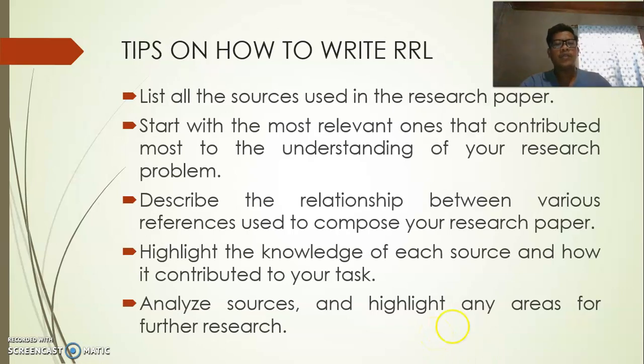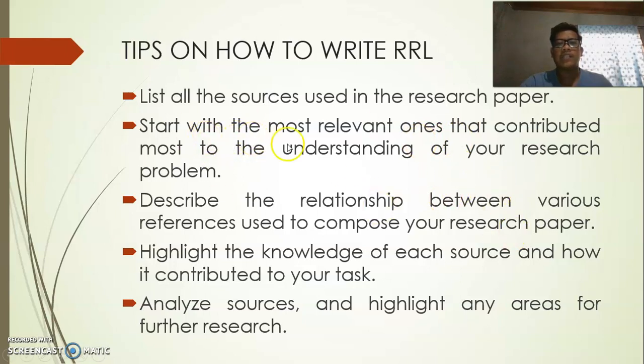So now I'm going to give you some tips on how you are going to write your RRL, or what you are going to include in your review of related literature. So it says here, list all the sources used in the research paper. To do this, you have to download journals or related studies. Where are you going to download these journals or related studies? It may be in Google Scholar, Elsevier, okay, or any internet sites. So you look into the published journals or articles that are related to your study.